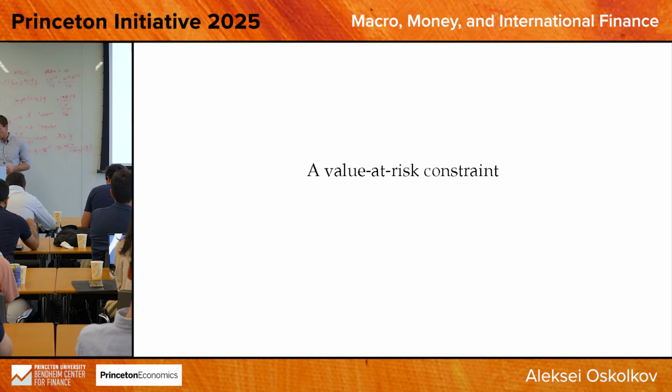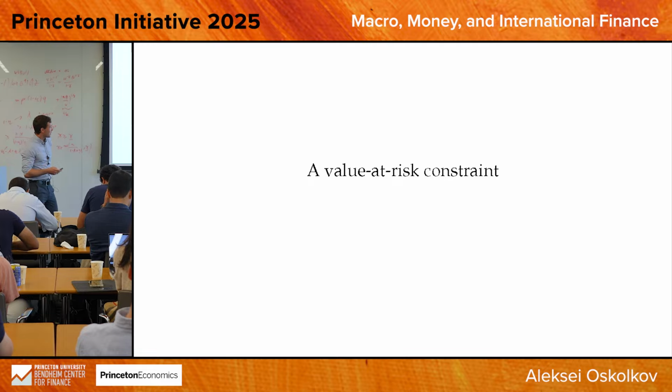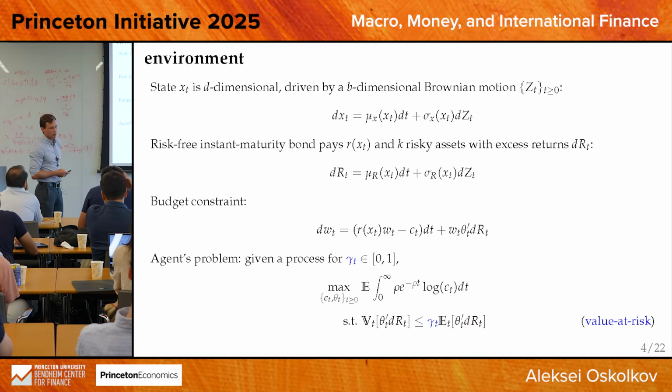Okay, so let's start with the constraint. So this is the setup. I'm going to first set up portfolio choice of agents individually, and then I'm going to talk about aggregation separately. So what's going to be the setup?